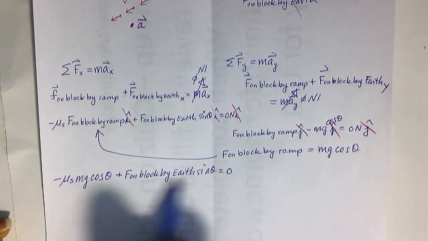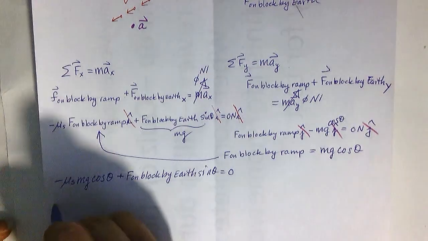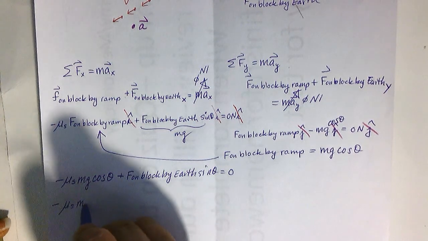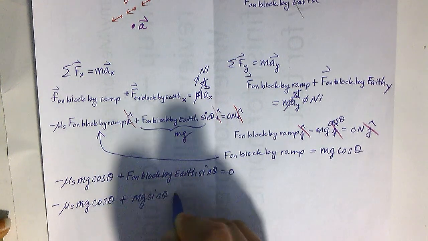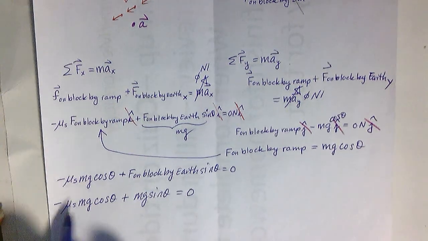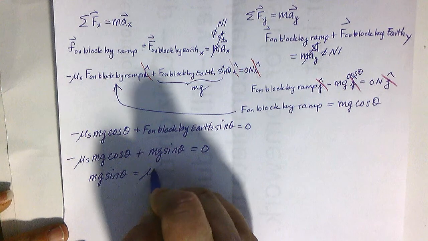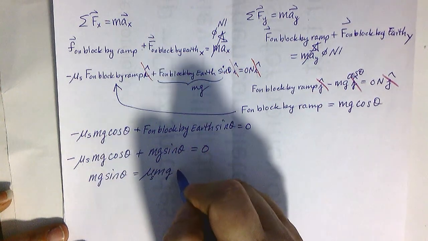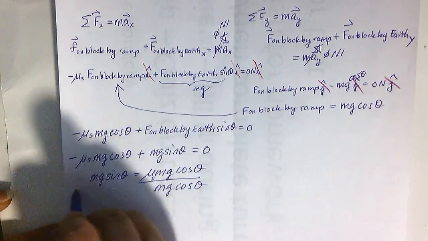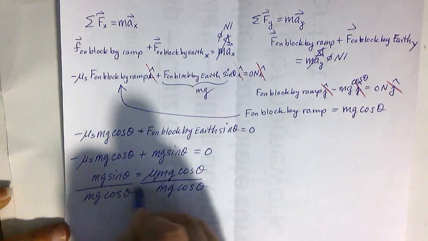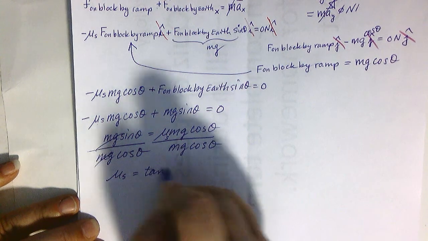Now this can be replaced with mg, and I probably should have done that up here. So let me rewrite this. Mu sub s mg cosine theta plus mg sine theta is equal to 0. Okay, I'm going to take this to the other side, and I end up with mg sine theta is equal to mu sub s mg cosine theta. I'm going to divide both sides by mg cosine theta. The mg's cancel out, and that means that mu sub s is equal to tangent theta.